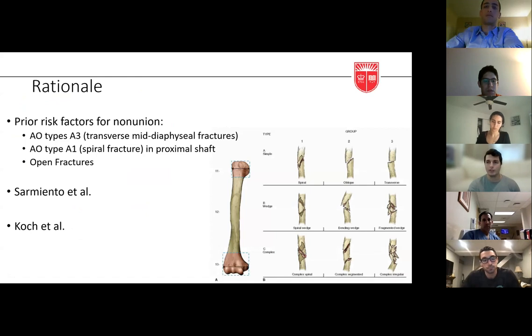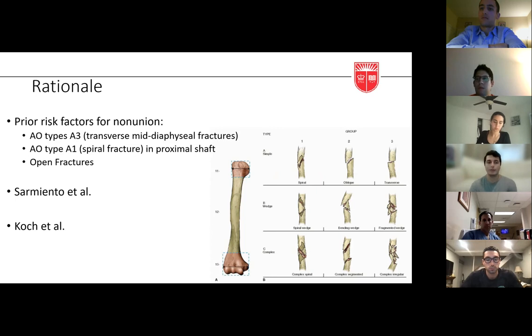Essentially, the rationale for this study is that other risk factors for non-union have previously been described, primarily the AO subtypes A3, which are transverse fractures, and A1, which are the spiral fractures. Open fractures are also more likely to have issues with non-union. Aside here, I have just a quick display of the AO subtyping that we're talking about.